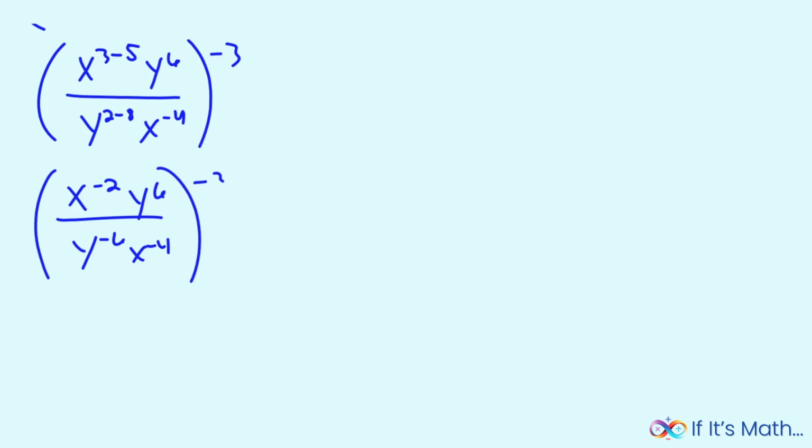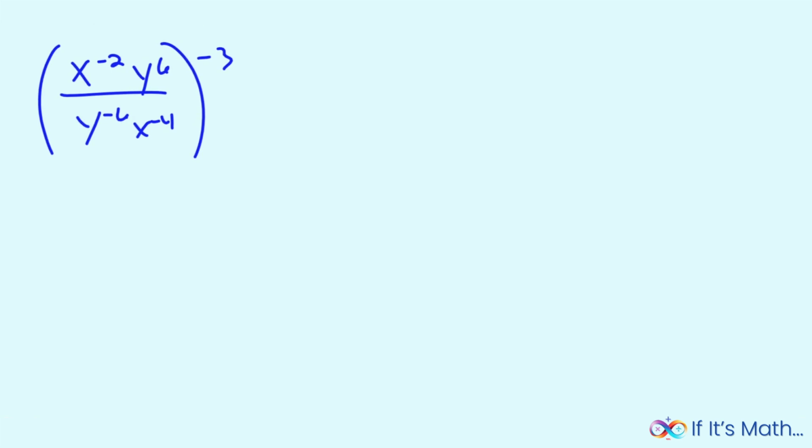Okay, so the next step you can see is we just need to simplify this down. So we're going to have x to the 3 minus 5, so that's going to give us x to the negative second power, y to the sixth over y to the negative sixth, x to the negative fourth, all to the negative third power. So all I did in this step was just simplify out these exponents.